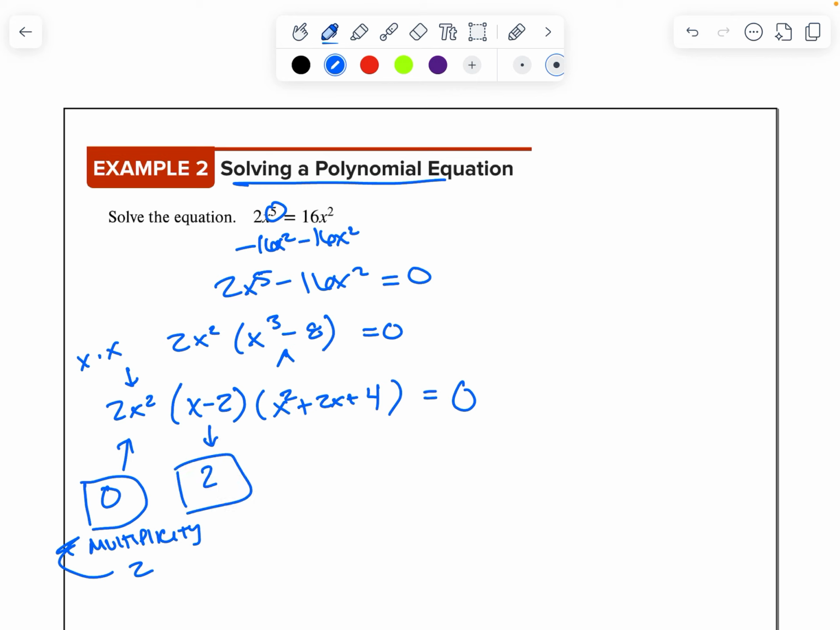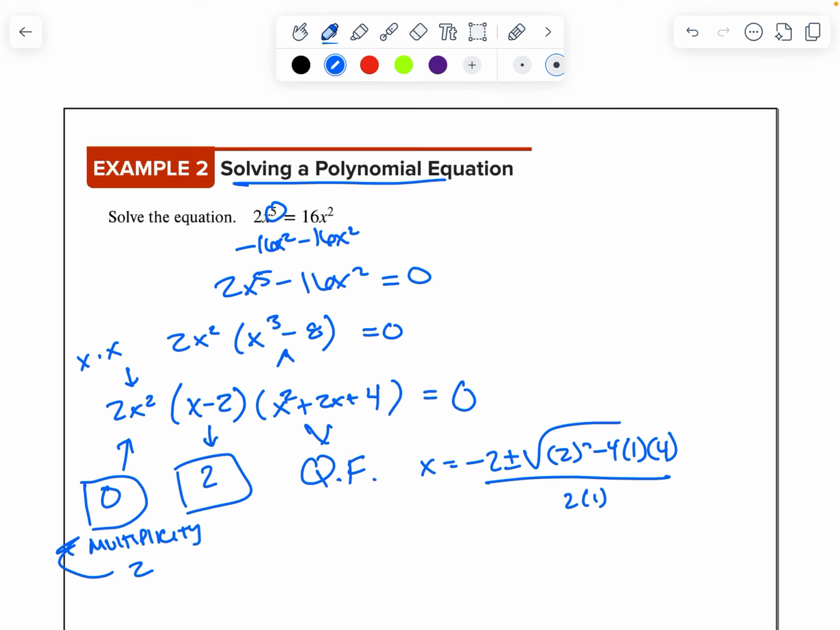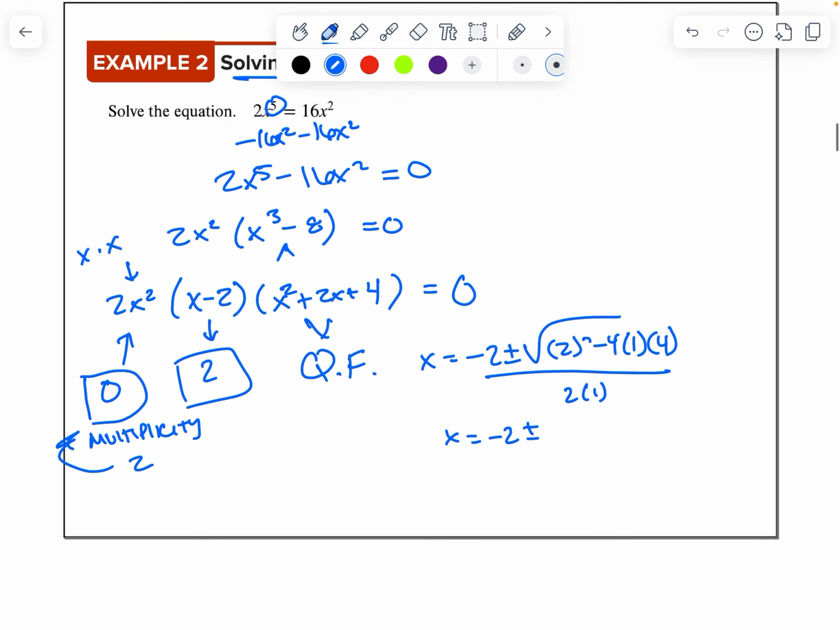2 minus 2 is 0. To find the solutions here, you'd have to use the quadratic formula. So x equals negative 2 plus or minus the square root of 2 squared minus 4 times 1 times 4, all over 2 times 1. That would be the square root of 4 minus 12. So the square root of negative 8.